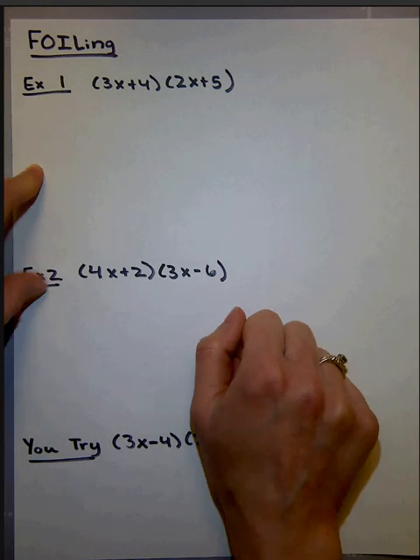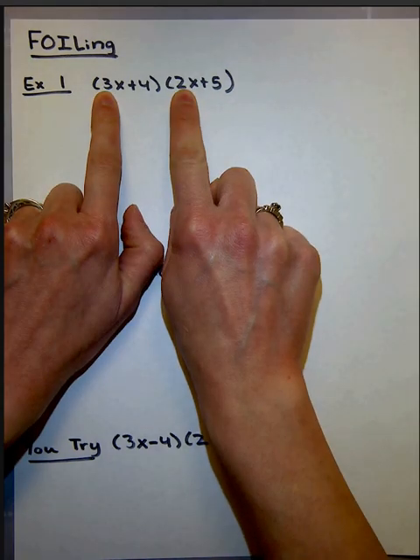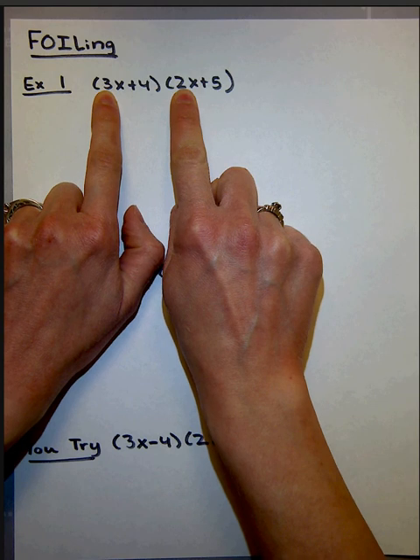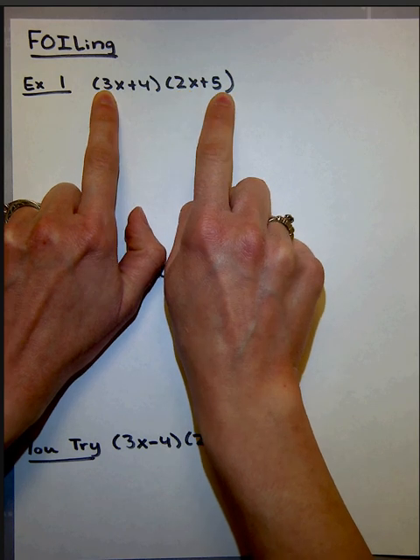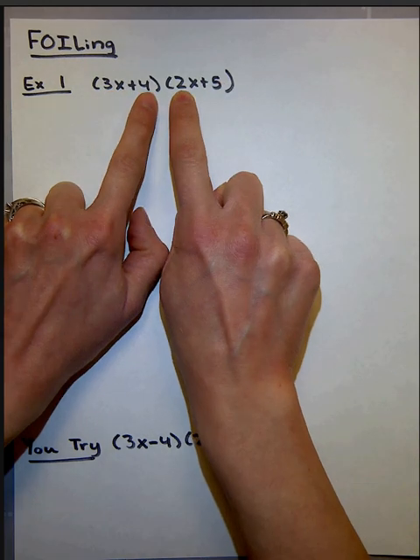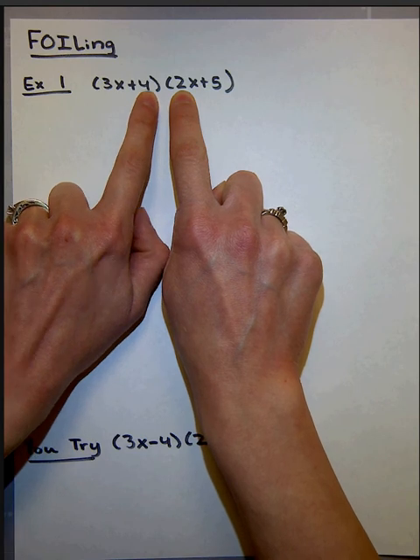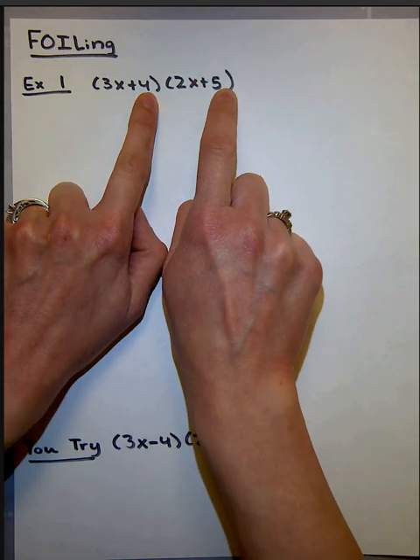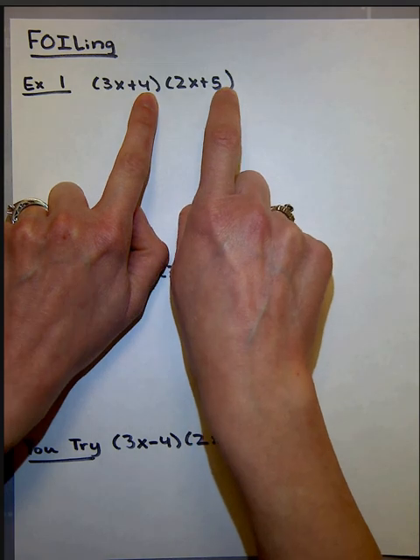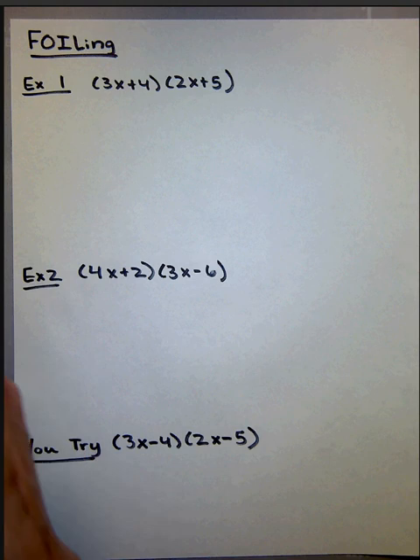Well, the first represents your first terms in each set of parentheses. Your outer represents the ones on the outside, so that'd be 3x and 5. The inner are the two that are on the inside of the parentheses, 4 and 2x. And the last are the last terms in each set of parentheses, 4 and 5. And it's a way to remember how you're going to multiply every single term by each other.